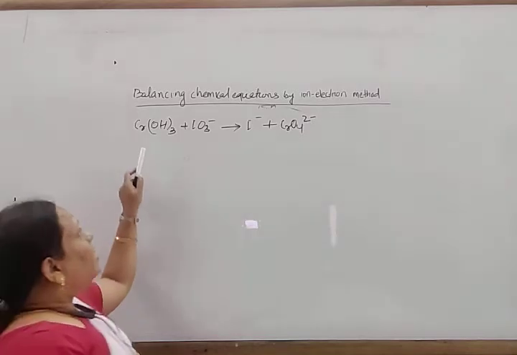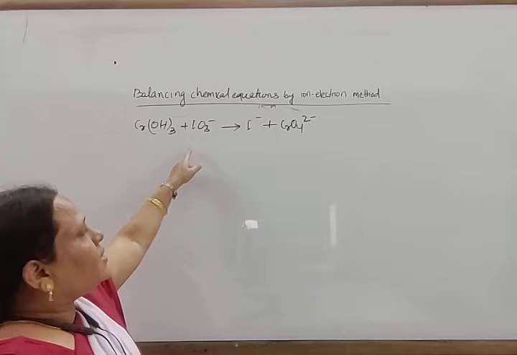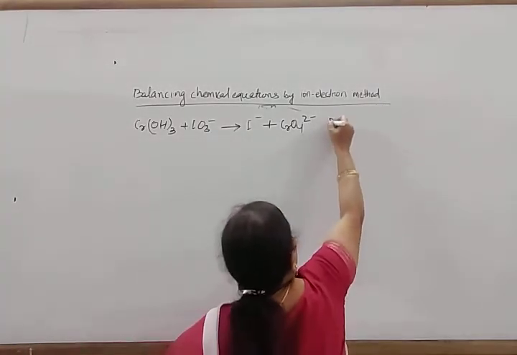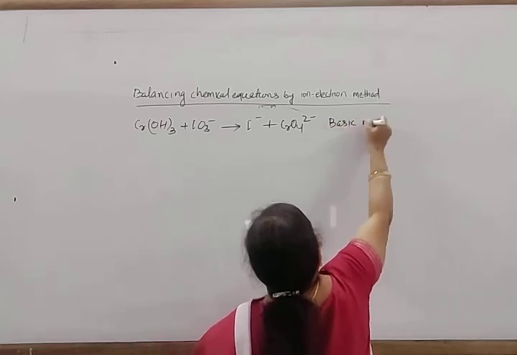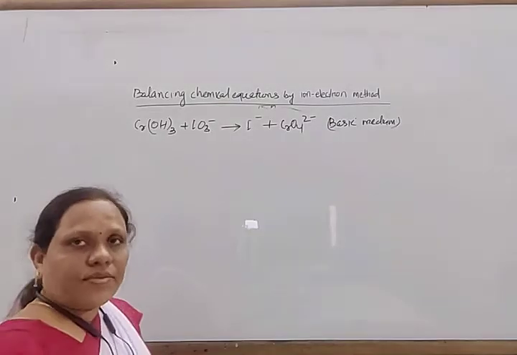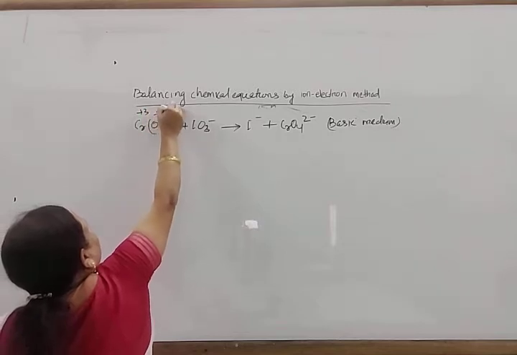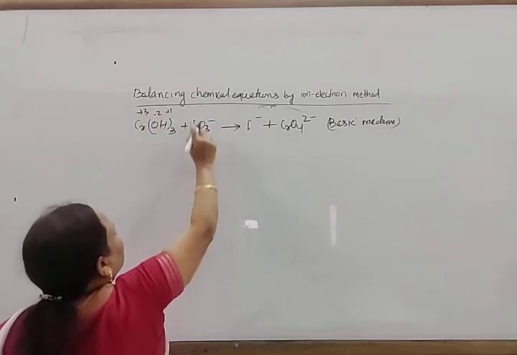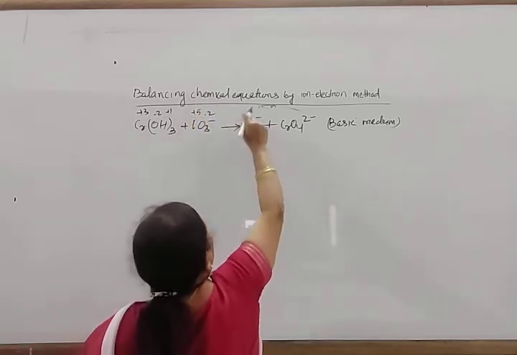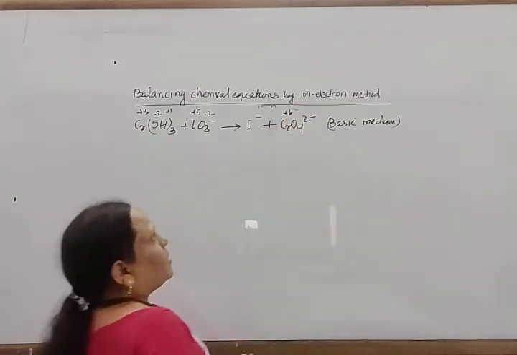Now look here: balance the chemical equation given, Cr(OH)3 plus IO3 minus gives I minus plus CrO4 2 minus, and balance it in basic medium. So first find the oxidation number of all. Chromium has plus 3, oxygen minus 2, hydrogen plus 1, iodine plus 5, oxygen minus 2, iodine minus 1, chromium plus 6, and oxygen minus 2.